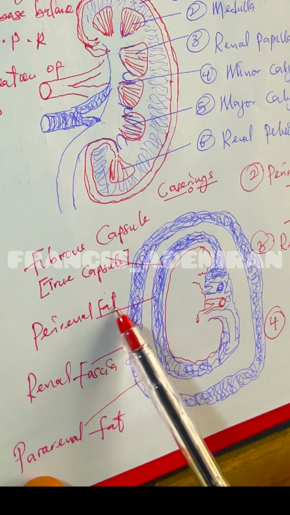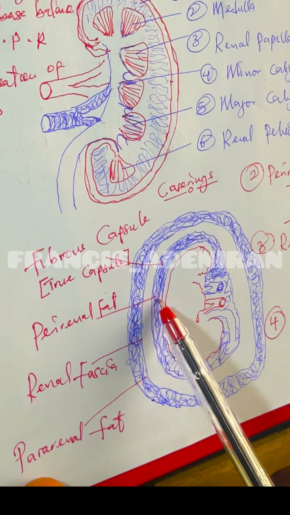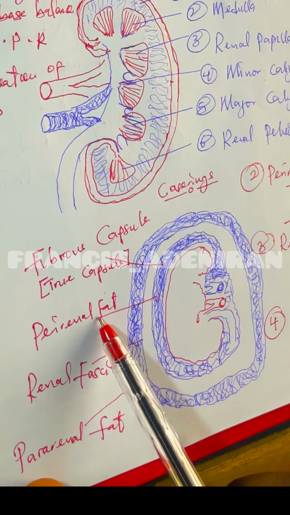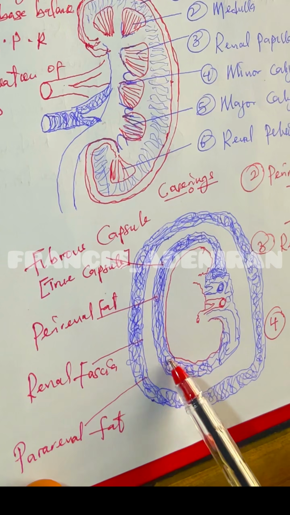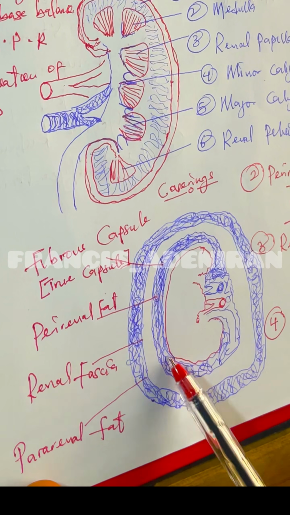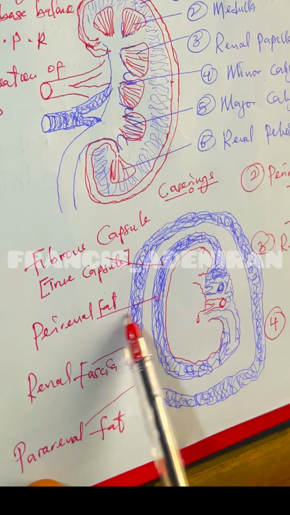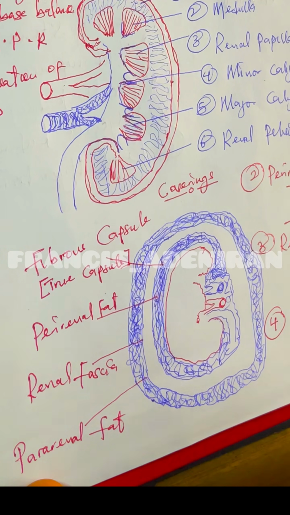We have the second layer, which is another covering of the kidney. The first covering is the fibrous capsule, the innermost layer, thin and with a tough membrane. The second covering is the perirenal fat, the layer of fat that surrounds the kidney, and this perirenal fat acts as a cushion.